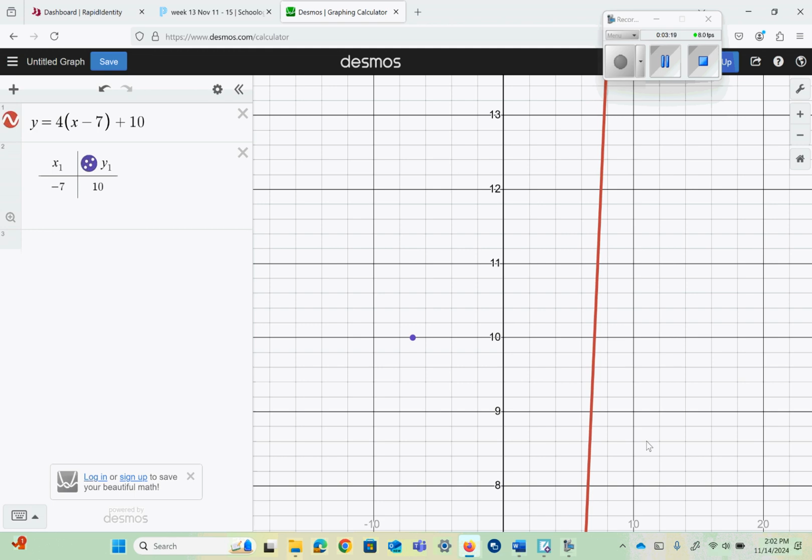I plugged in the -7, 10 and plotted it right there. And then this is the equation. The red is the equation. So, is Alex right or wrong about what they said? Or this fictitious person named Alex on here. Does that point lie on that line? No. So what kind of error might have taken place? So I want to come back to this, take a look at it, investigate it a little bit further.